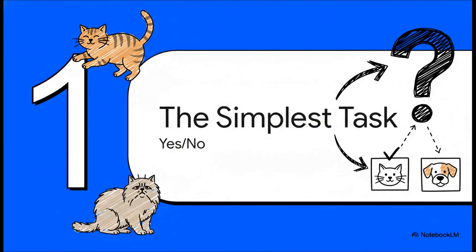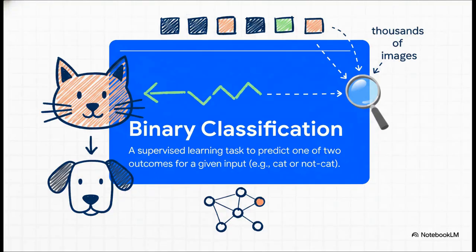You see, before a computer can answer a big question like, what is this? It has to learn how to answer a much, much smaller one. Is this a cat? Yes or no? And this right here is a cornerstone concept in all of machine learning. It's got a name, of course, binary classification. Binary because there are only two choices. For us, the outcome is either a 1, meaning yes, it's a cat, or a 0, meaning nope, not a cat.